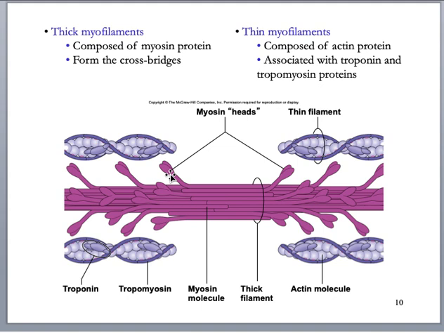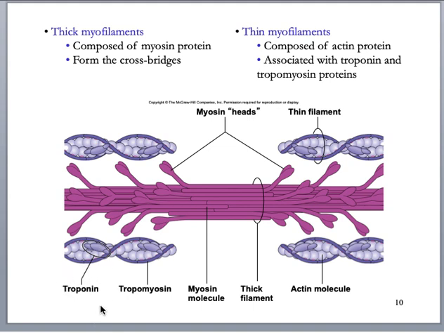So if we want contraction to take place, these myosin heads need to bind to the myosin binding sites on actin. So in order for that to happen, we have to move tropomyosin out of the way. How do we do that? How do we move tropomyosin out of the way? So here, this protein right here, it's circled right here. These guys, okay? This protein is called troponin.